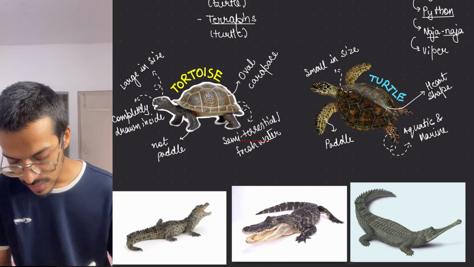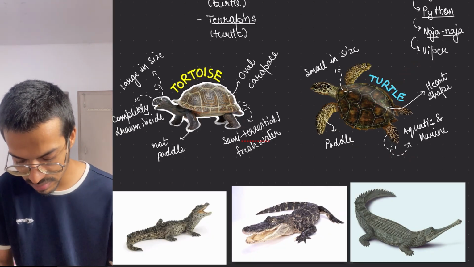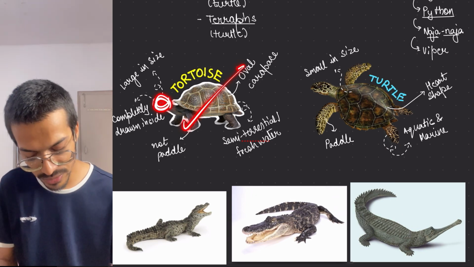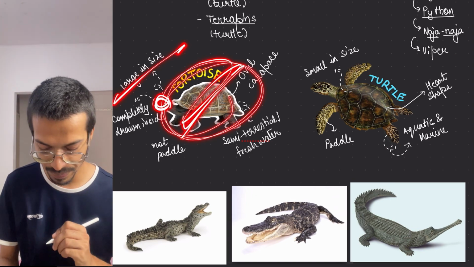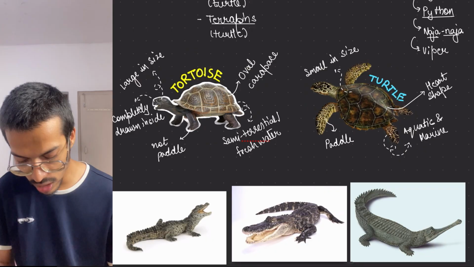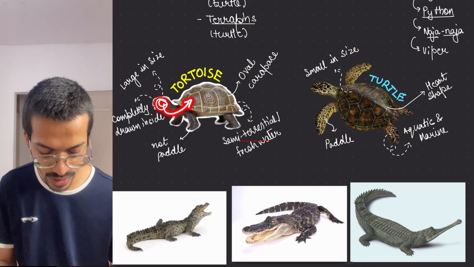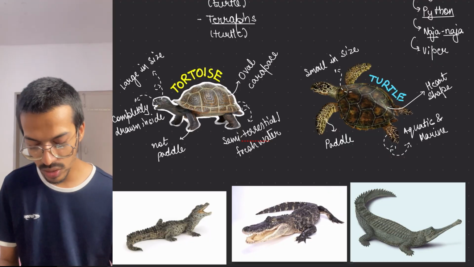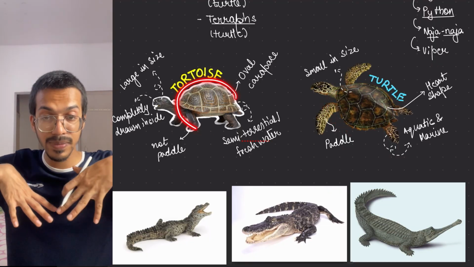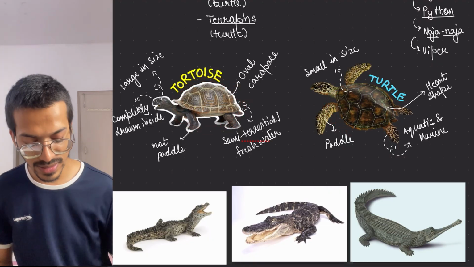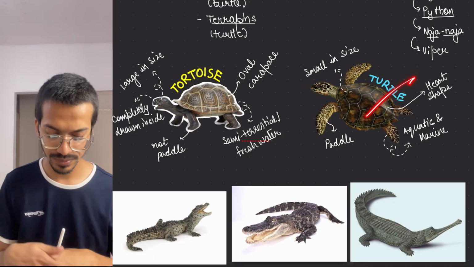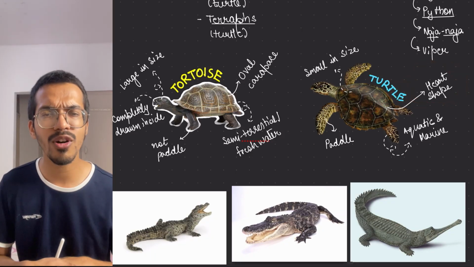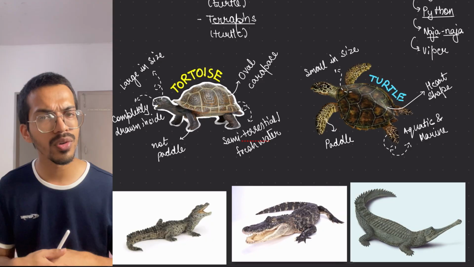Then the head size, this whole thing is very large in size compared to this one. Then this head can go completely inside, whereas this head only goes a little bit inside, not completely inside its carapace. Now this carapace, if you see from the upside, looks oval, whereas in them it looks heart shaped. These are the few differences of the turtle and tortoise. I hope you will remember it.